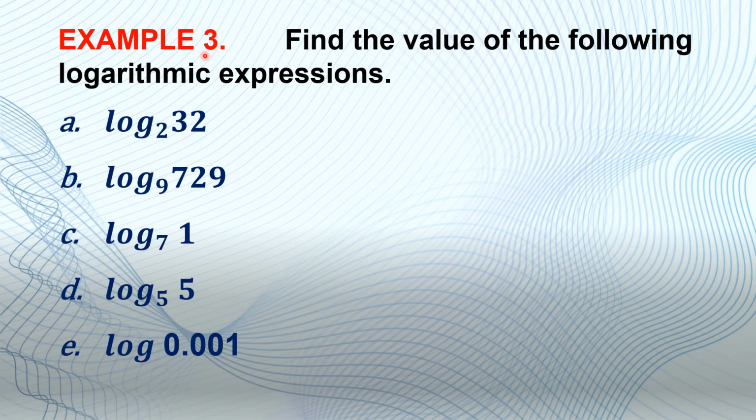Let's have example number 3. Find the value of the following logarithmic expressions. A. Logarithm of 32 with base 2. What will be the exponent of base 2 to get 32? So we have 5. So 2 raised to 5 equals 32. Letter B. Logarithm of 729 with base 9. What will be the exponent of 9 to get 729? So we have 3, because 9 raised to 3 is equal to 729.